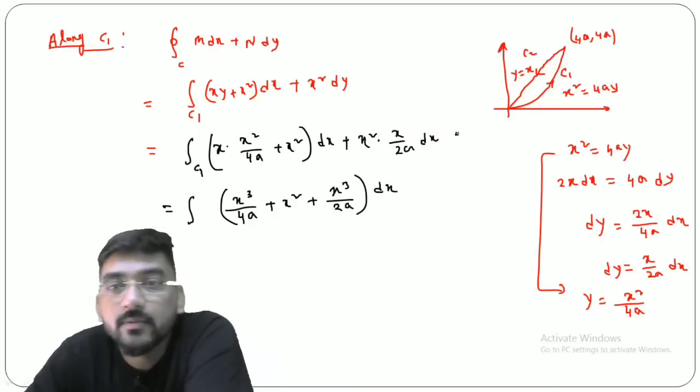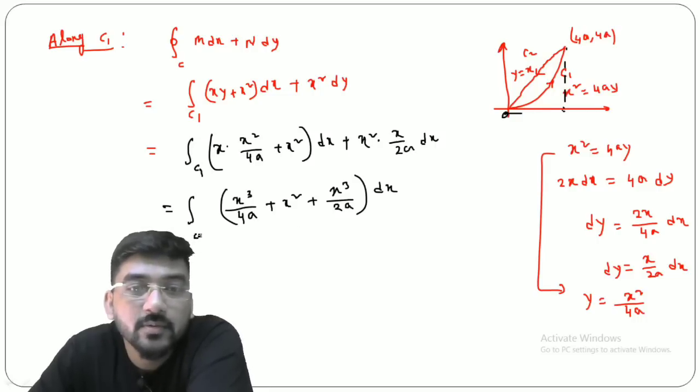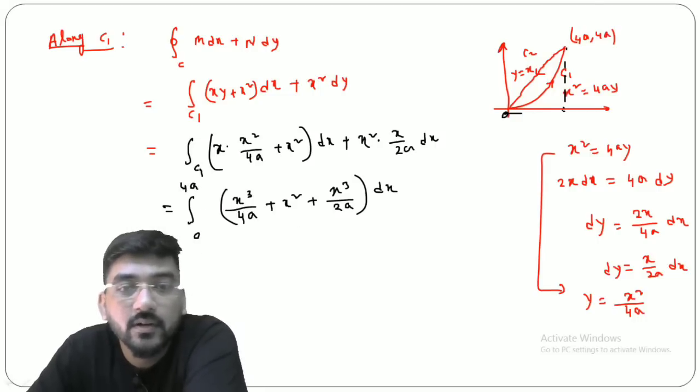And let me put the limit of x. X will vary from 0 to 4a. You can see x will vary from 0 to 4a. Okay, so your limit will be 0 to 4a. And let me solve it.